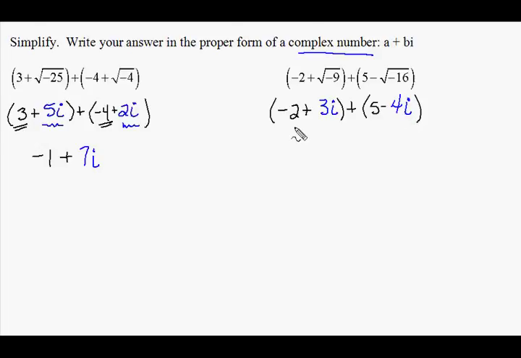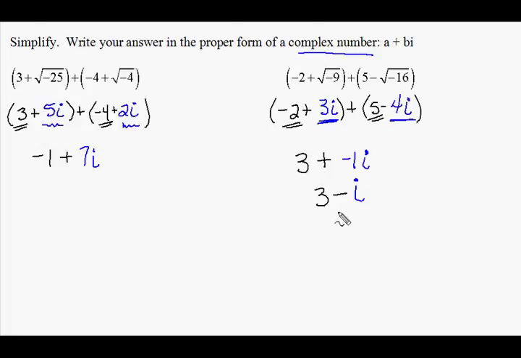So our first complex number, -2 plus 3i, is being added to our second complex number, 5 minus 4i. So again, we'll add the real parts together. -2 plus 5 is 3. And when we add the imaginary parts together, a positive 3i and a -4i gives us a -1i. Most books won't write the 1. So the answer would be written 3 minus i.